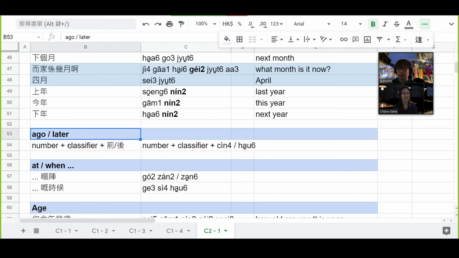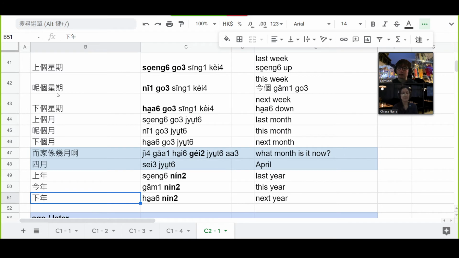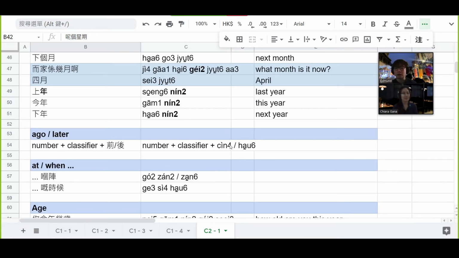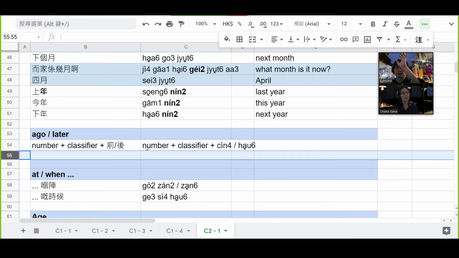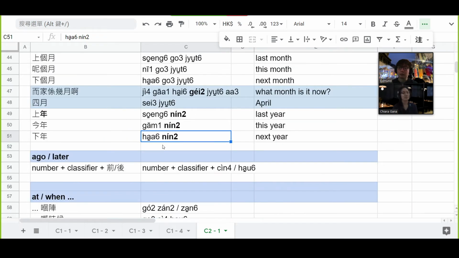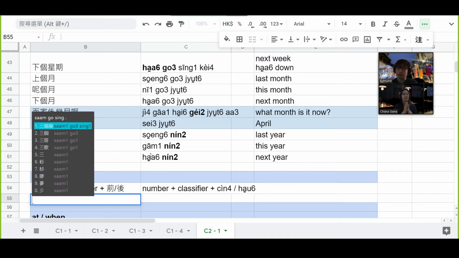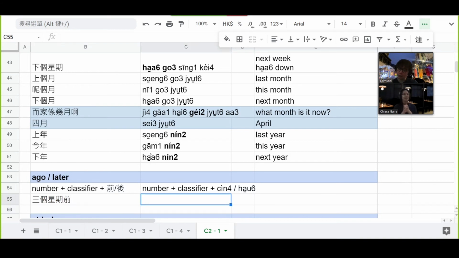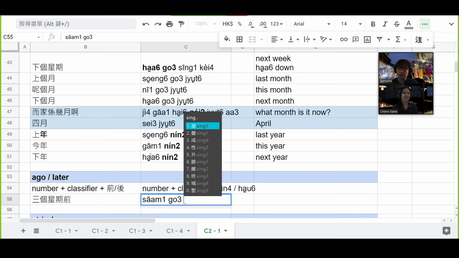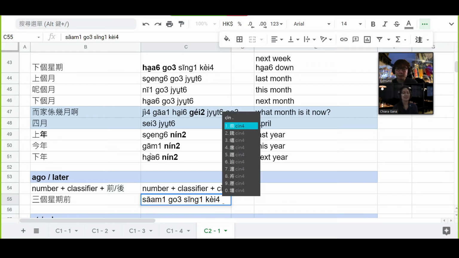So maybe we can look at this one first. Numbers with a classifier, meaning the classifier related to time, like 年, 個月 or 個星期. Then you add 前 or 後, meaning ago or later, like weeks or years ago. So can you try to say 3 weeks ago? 三個星期前. Some people say 之前 also.